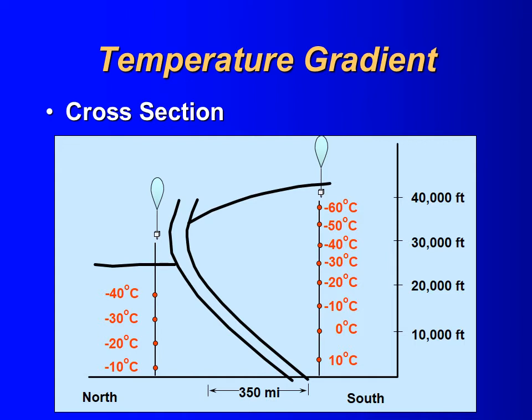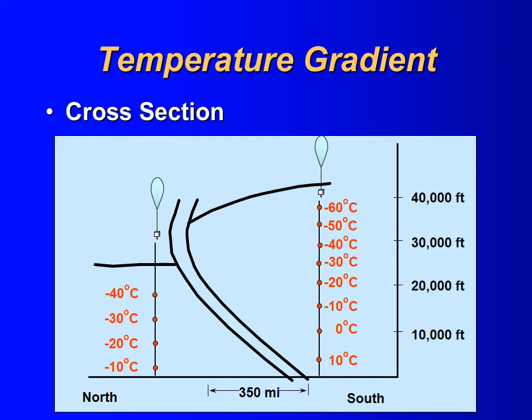air. The front, as we discussed in a previous video, is tropospheric spanning, which means that it does meet up with the tropopause. And you can see the tropopause is lower over the cold air up north and higher over the warm air down south.